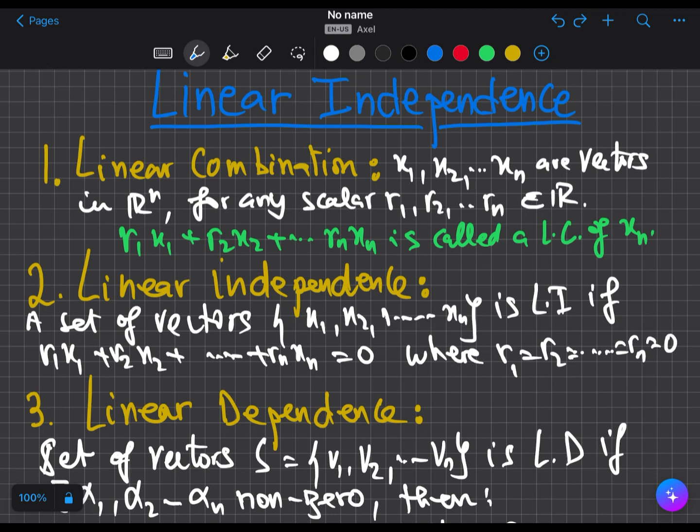Hi student, welcome to this new video still on linear independence. In this video, we want to solve some practical questions. However, before getting there, let's have a little bit of reminder.